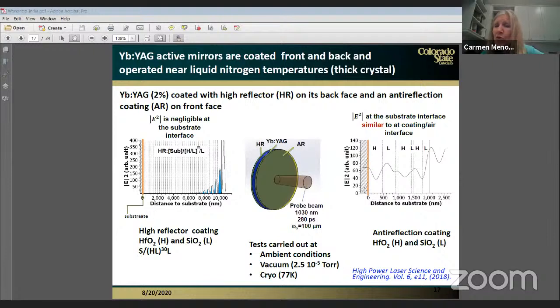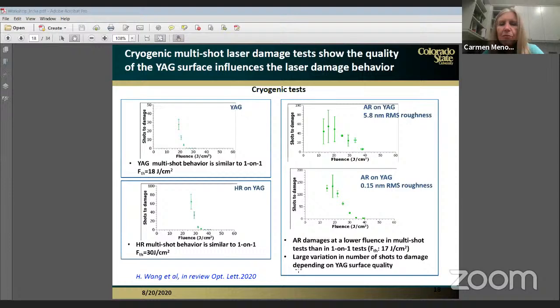As I am going to show you, this creates problems that affect the laser damage behavior of the coating. These crystals in our laser operate in vacuum and at cryogenic temperatures, so we actually tested the components at these conditions. What we learned from these experiments is that when we test YAG, the crystal by itself, or when we test the high reflector deposited on YAG, we see a behavior. This is the number of shots to damage as a function of the laser fluence.